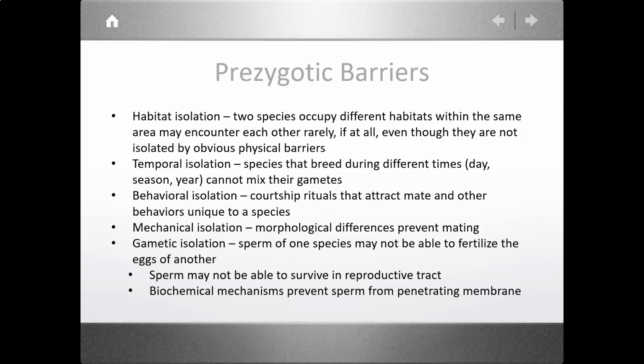Gametic isolation, the sperm of one species just may not be able to fertilize the eggs of another. So although in that situation, the two individuals may actually be able to complete that mating act, once that sperm is released, either the biochemical environment of the female or just the biochemical molecules in the egg to sperm just aren't compatible, and so they're not able to actually allow that sperm to penetrate the egg's membrane, and so the fertilization never happens.